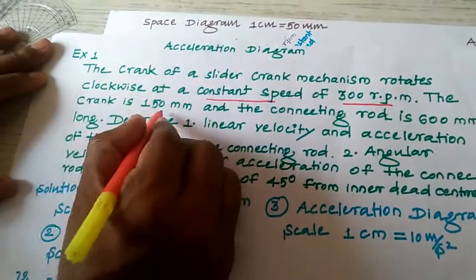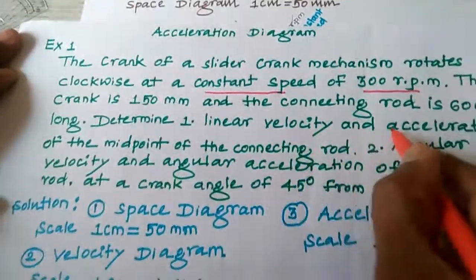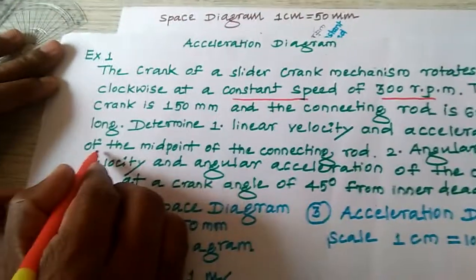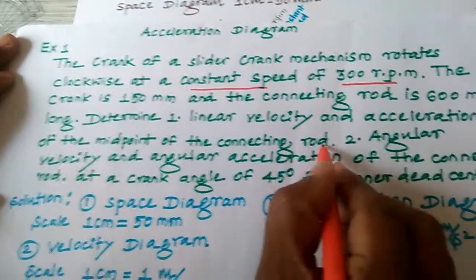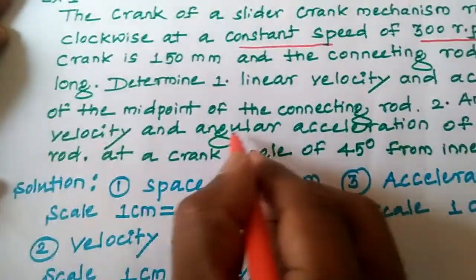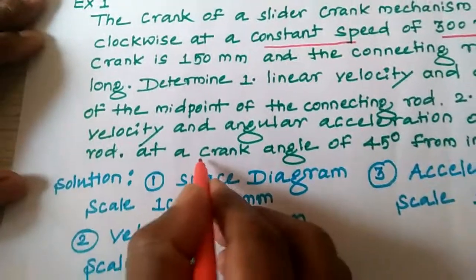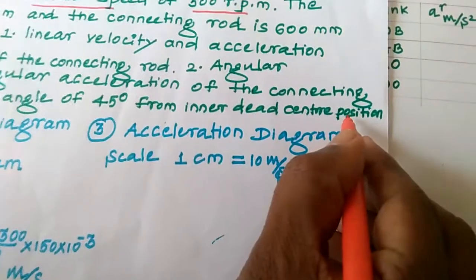The crank is 150 mm and the connecting rod is 600 mm long. Determine the linear velocity and acceleration of the midpoint of the connecting rod, and second, the angular velocity and angular acceleration of the connecting rod at the crank angle of 45 degrees from the inner dead center.